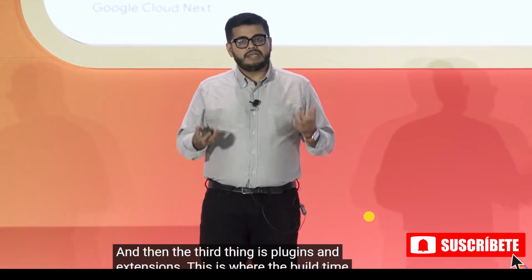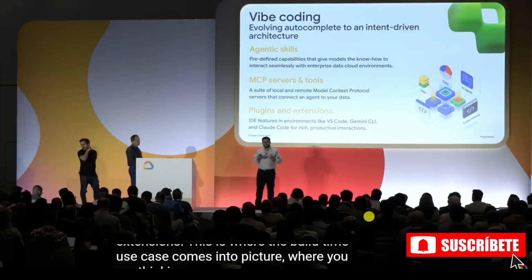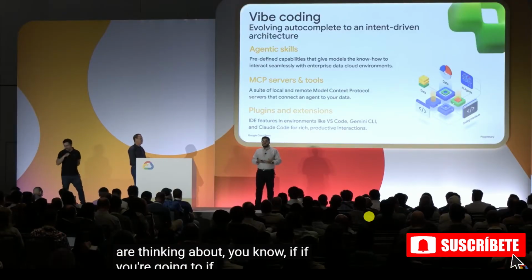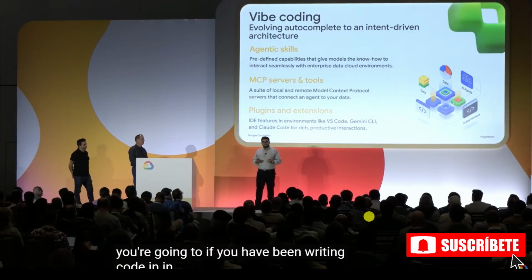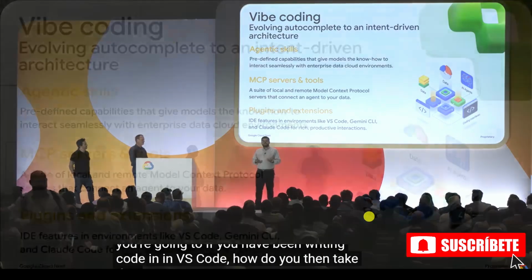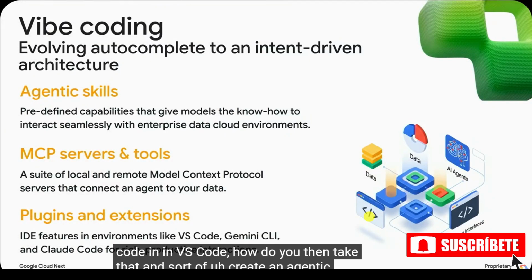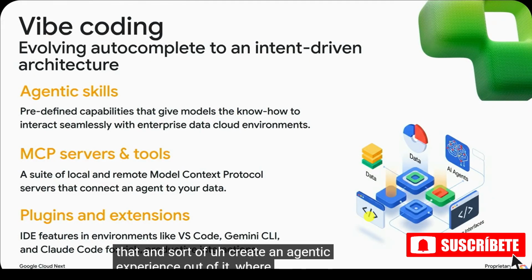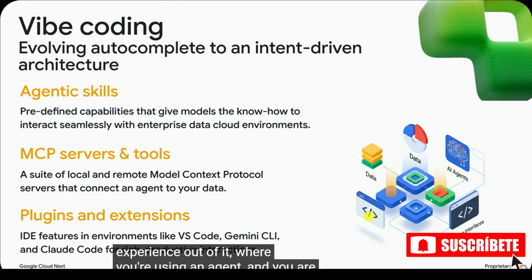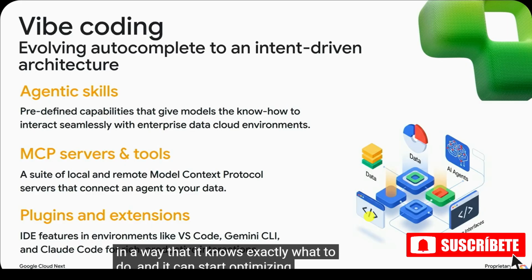This is where the build time use case comes into the picture, where you are thinking about, if you have been writing code in VS Code, how do you then take that and create an agentic experience out of it, where you're using an agent and giving it a prompt in a way that it knows exactly what to do and it can start optimizing on the token spend.